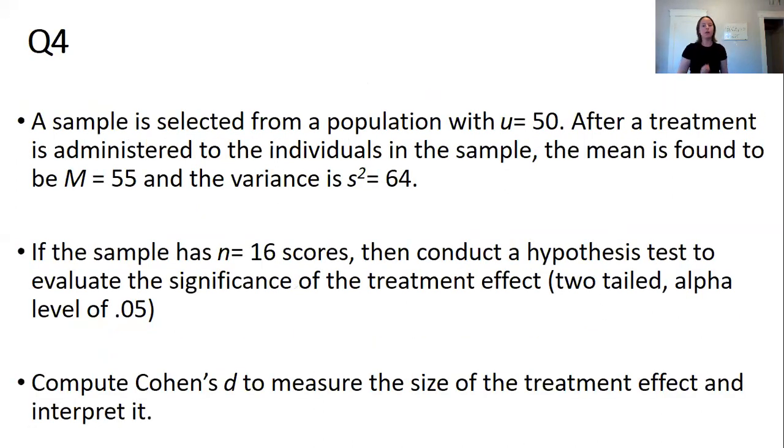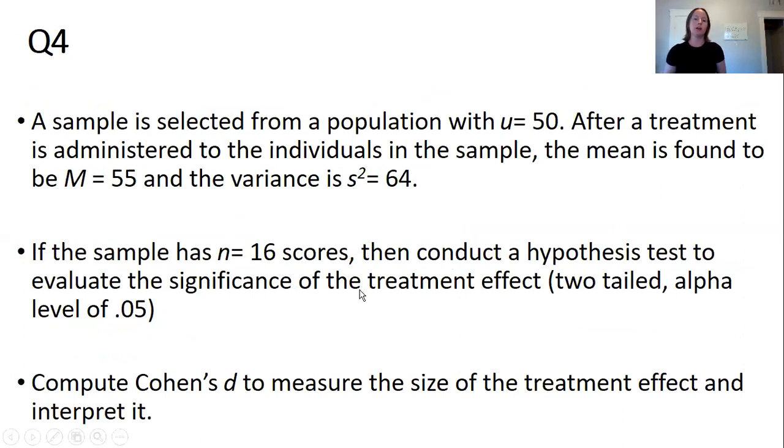We are going to work together for this problem as well. I want you to actually do this problem or check your work again. Here we have a sample. Everything is staying the same here except sample size. So it's the same study. The population average is 50. After the memory treatment, the mean is 55 for the sample, and the variance is 64 for the sample. But our sample size is different. Now we have 16 participants.